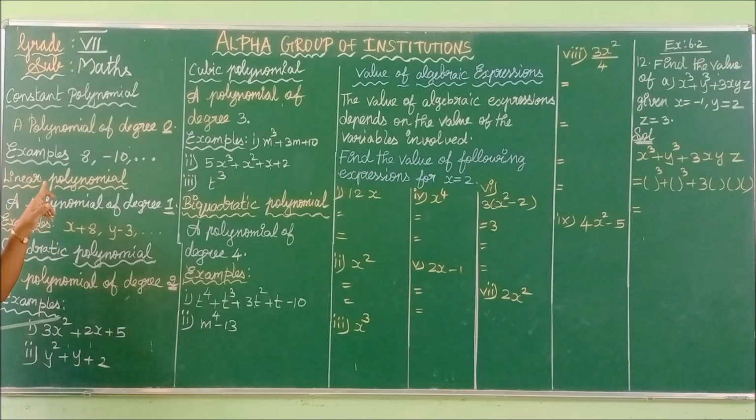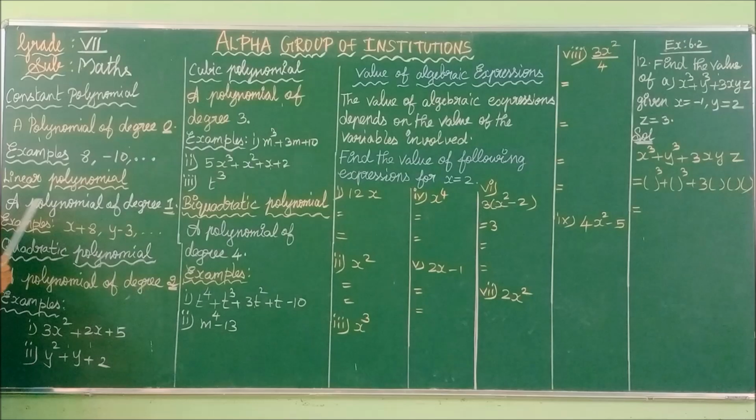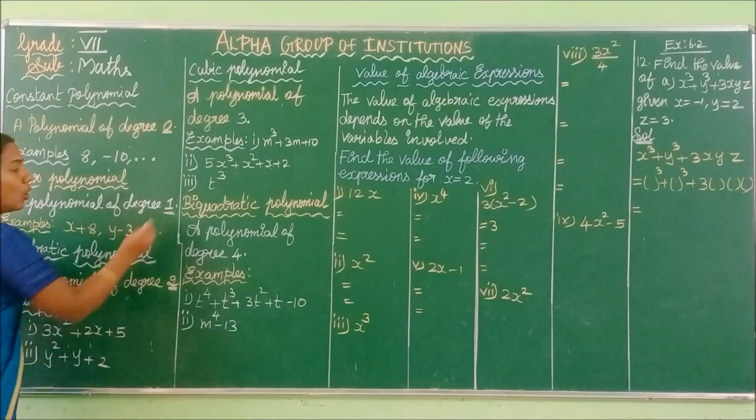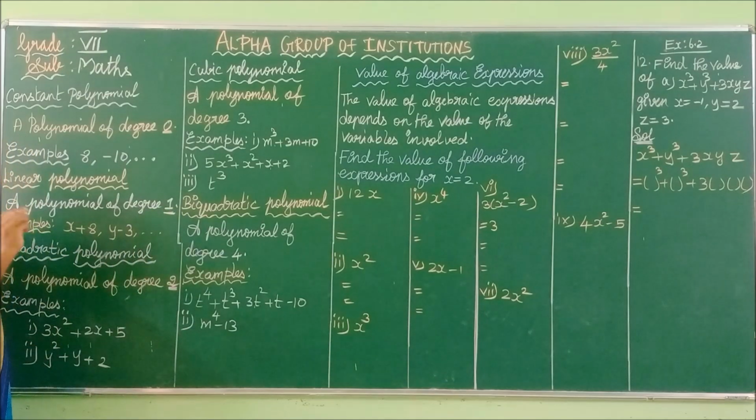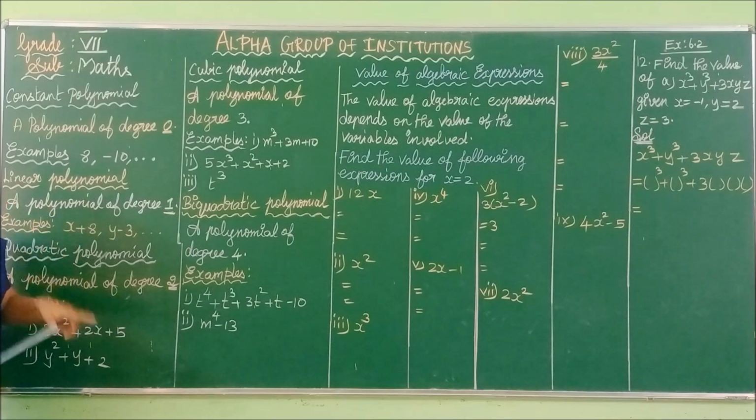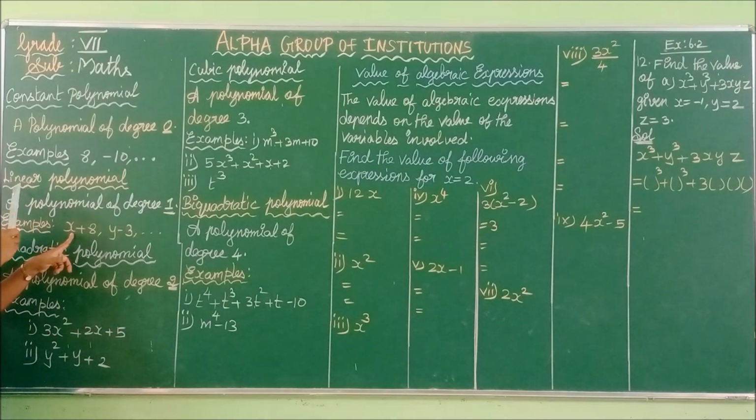See what is meant by linear polynomial. Linear means you have to remember the number 1, children. A polynomial of degree 1 is said to be a linear polynomial. What is meant by linear polynomial? A polynomial of degree 1. It is said to be a linear polynomial. See here, x plus 8. Here, how many terms does it have? 2 terms, so we can call it a binomial. Binomial is based on the number of terms. Here we are calling it a linear polynomial because of the degree.